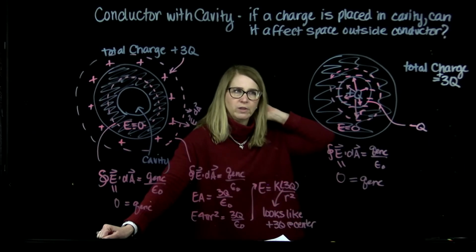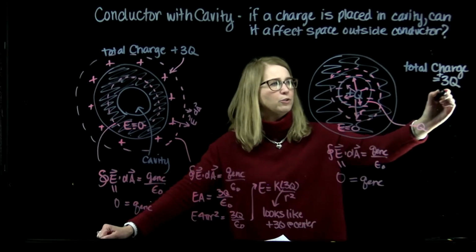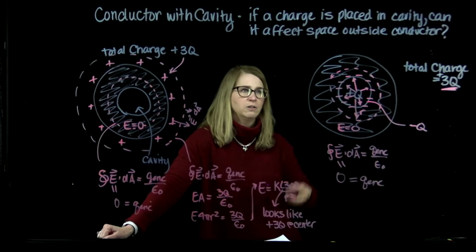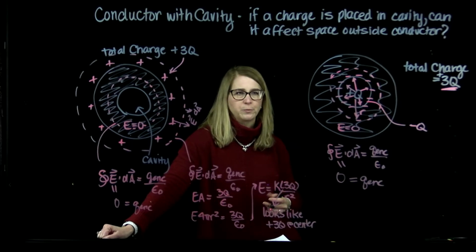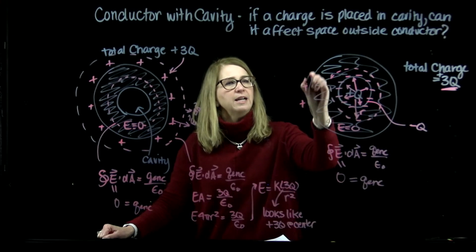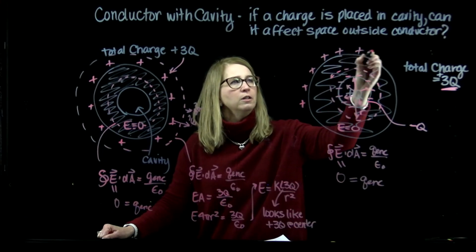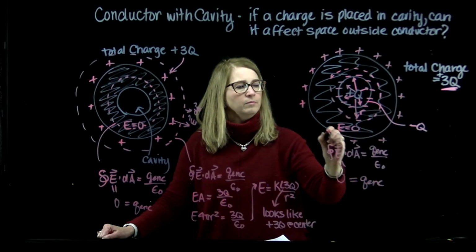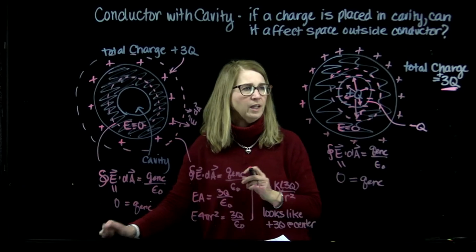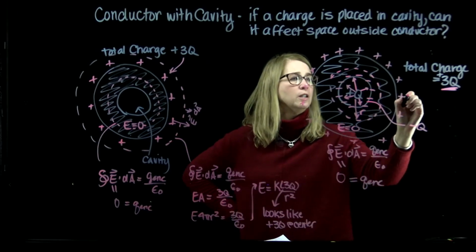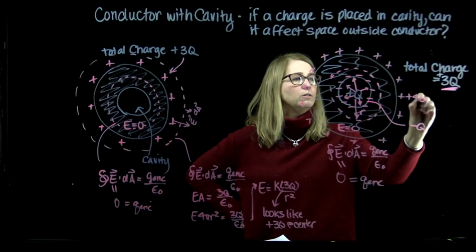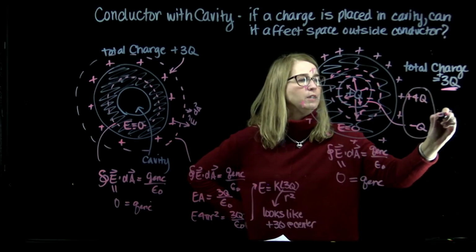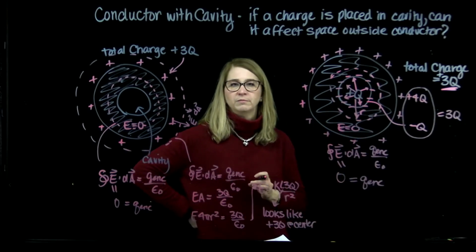And then you say, okay, but my total charge of my conductor is plus 3Q, and right now, on the inner surface, I have minus Q. So that means that there has to be an excess of positive charge on the outside. And the excess of positive charge is plus 4Q, right? Because these two together have to add up to be 3Q, right?